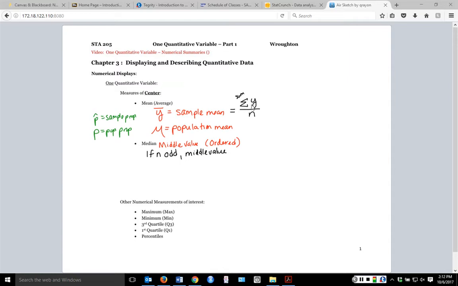Whereas if your sample size is even, and maybe some of you have had to find a median before where you start crossing numbers off on each side till you arrive at the middle, if n is even, you don't end up with one middle number, you end up with two numbers at the same time. What we do to find the median is average the two middle values.